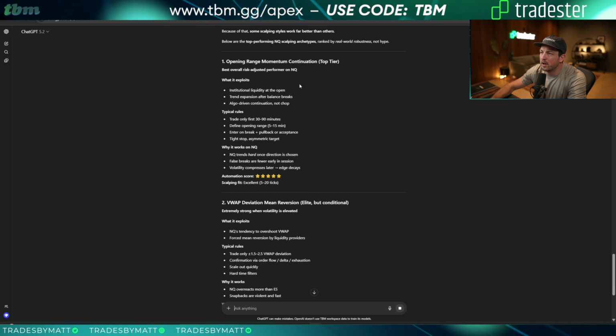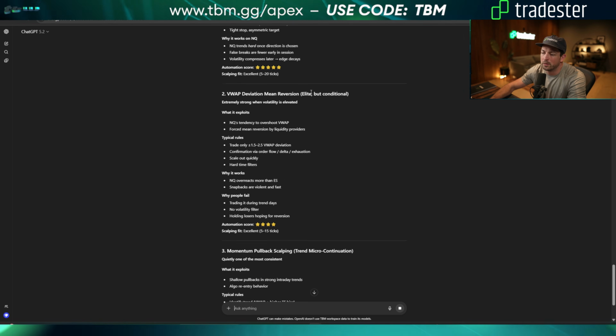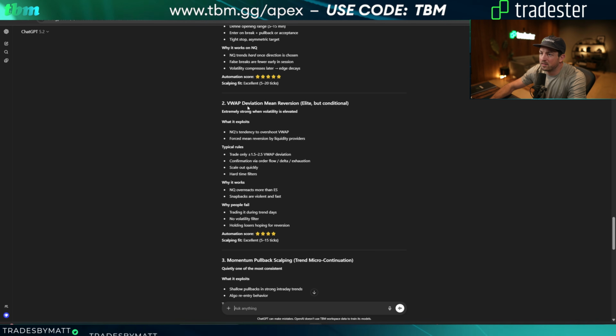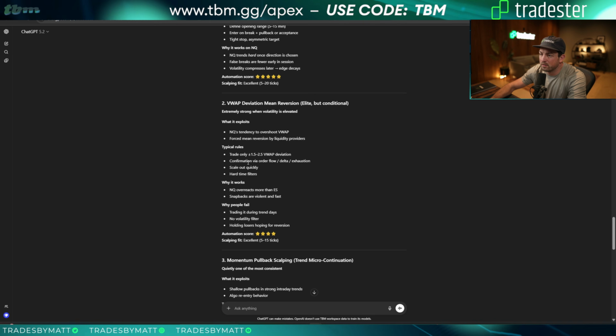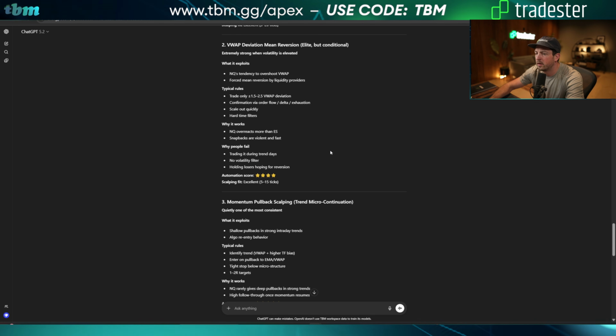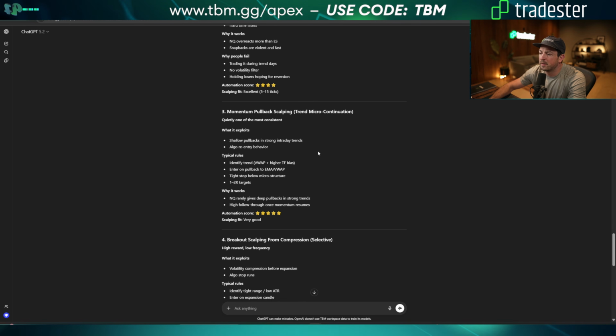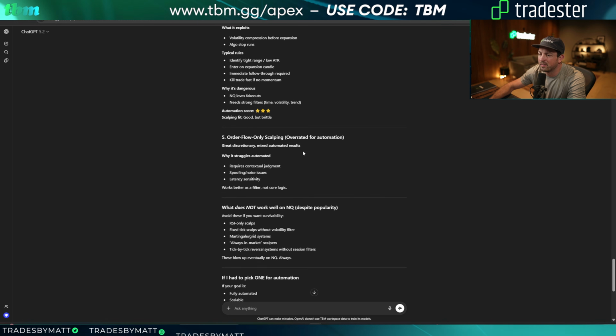So we've got an opening range momentum continuation, top tier. This would be like an opening range breakout, I believe. We can probably call it opening range breakout. Elite but conditional, VWAP deviation, mean reversion, something similar to what I use. Confirmation via order flow delta. I can trade some VWAP reversions with delta. Momentum pullback, breakout scalping from compression, order flow only scalping, overrated for automation, so that's not going to work well.